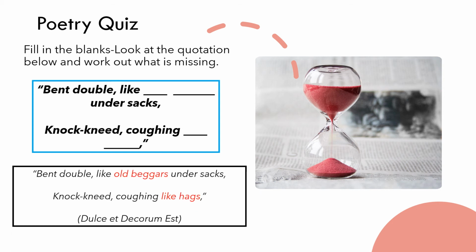So it was, of course, bent double like old beggars under sacks, knock-kneed, coughing like hags, from WJEC Eduqas by Wilfred Owen. Again, an extremely important quotation to remember. A lot of things you could use there in terms of analysis as well. You've got a lot of imagery and also that fantastic simile there that helps give us that idea of just how hard it was for people during that war.